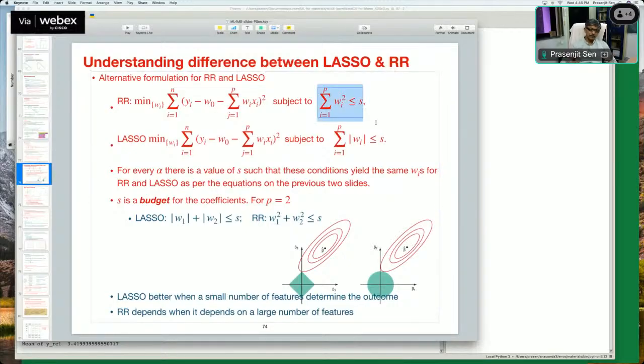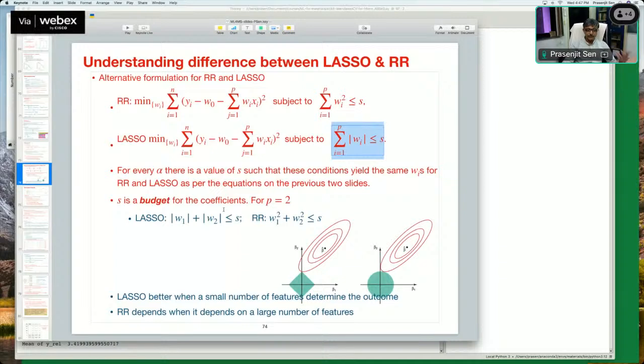We think of it in a way that we have a certain quantity S, and the sum of these W squared has to be less than or equal to S. Of course, S is related to my alpha. If alpha equals 0, S can be anything. I can have any value of the coefficients. However, as alpha increases, S decreases, because then it costs me to have very large values of W. The same thing holds for lasso, except that S is related to the sum of mod of W's.